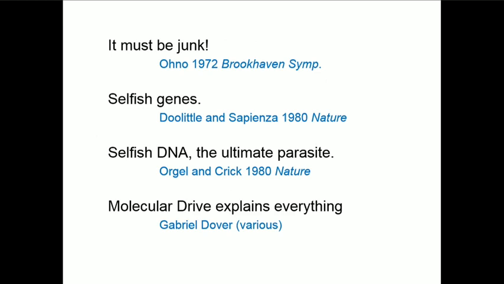And then in 1980, both Doolittle and Sapienza, and Orgel and Crick, came out with a pair of papers that commented on the fact that because of the way this DNA was replicated by slip-strand kinds of processes that made it rapidly expand, it must be selfish. It's not evolving under normal rules. It's evolving under this process that's sort of molecularly based. And Gabby Dover jumped on this and wrote dozens of papers and at least one book that he called Molecular Drive, and used it to explain just about everything and essentially killed the field for at least 20 years.